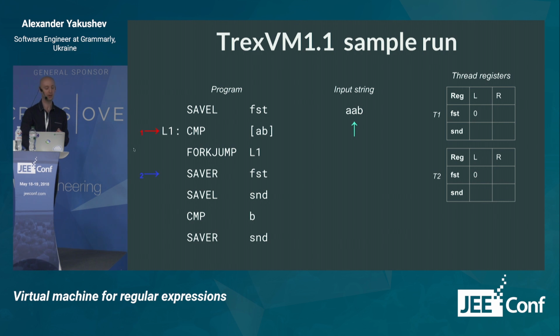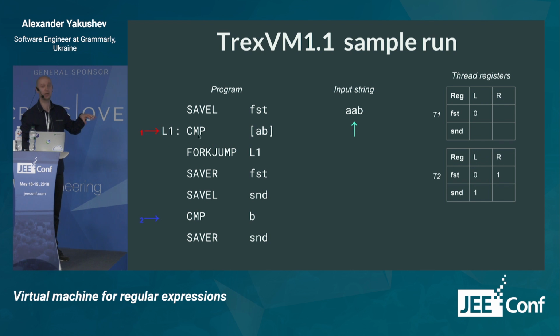And now we have 1 thread pointing at compare, but not the other. So we have to unwind this other thread until it points at compare as well. So we do the save right, and you see that second thread in the right register gets 1. That's the pointer to the input stream. And then save left, 1 appears over there. Now we have both at compare. We can execute compare. What will happen?